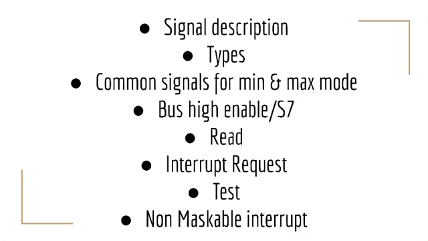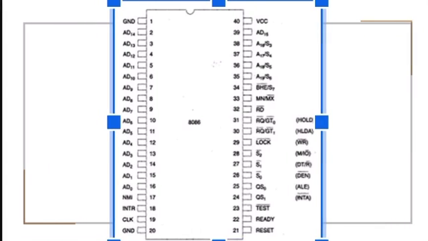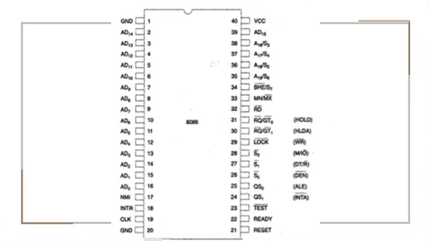First, let us see the common signals for both minimum and maximum mode. As you can see, AD7 to AD0 and AD15 to AD8 are common signals for both modes. AD7 to AD0 are the multiplexed address and data bus lines. They contain the rightmost 8 bits of memory address or data. Address and data bits are separated by using the ALE signal.